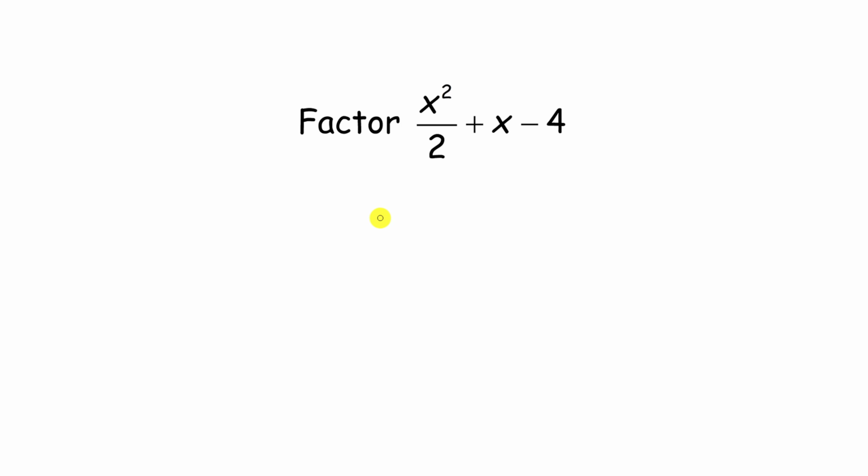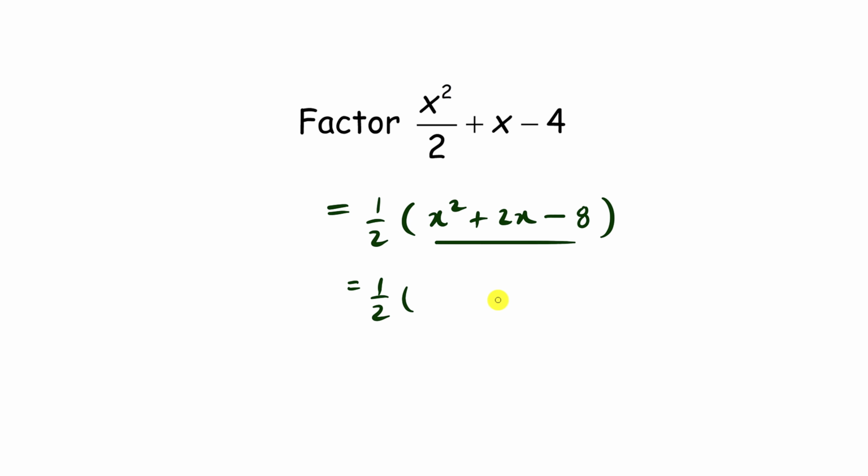Let's try factoring this trinomial that has a denominator of 2. So the first thing we should do is to pull out that fraction, 1/2. So now we have x squared plus 2x, because 1/2 times 2x is just x, and minus 8. Again, 1/2 times -8 is -4. And don't stop here, we now have trinomial factoring.